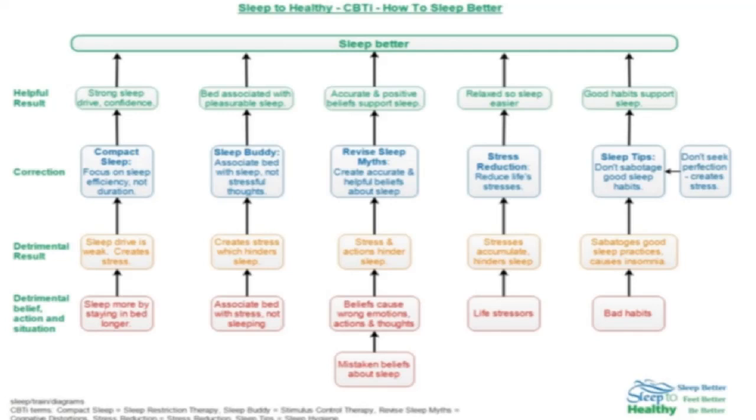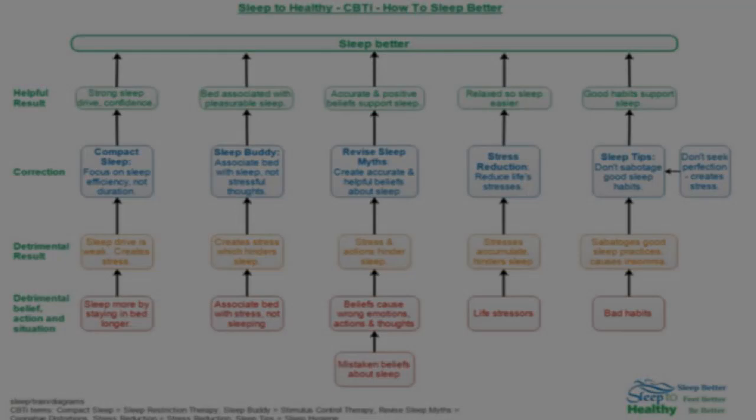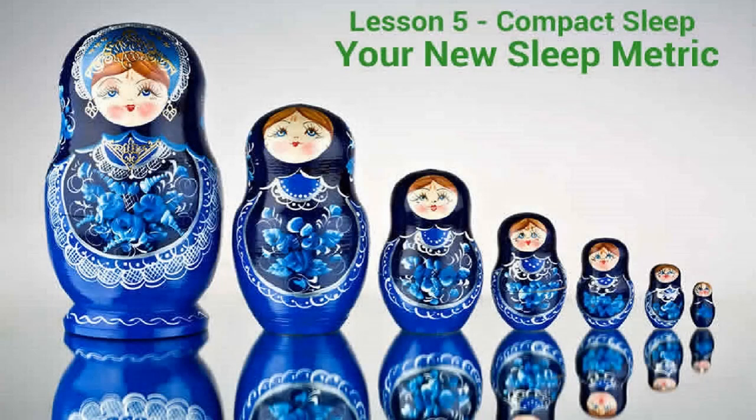So, let's dive into the 5 elements of CBTI, shall we? The first element of CBTI is called compact sleep. This is the most technical of the CBTI elements, but don't be discouraged if you're not a rocket scientist, because the concept is nothing new to you. Compact sleep just means that when you're in bed, you should be sleeping, not laying awake. Sounds pretty obvious, doesn't it?